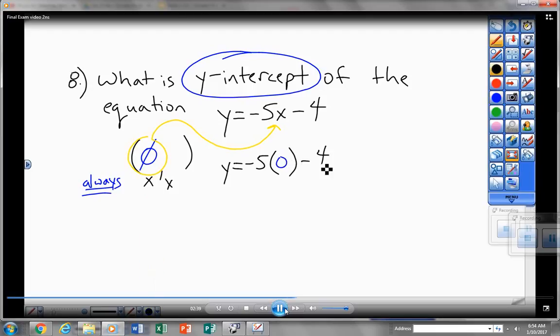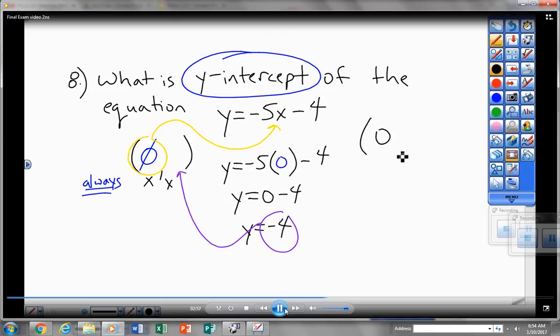So right there, -5 times 0 is 0, which means it will go away, and I get y equals -4. And again, don't stop there. Take that answer and replace it into that spot that you are looking for. So that final answer will be the x-coordinate is 0, and the y-coordinate is -4.